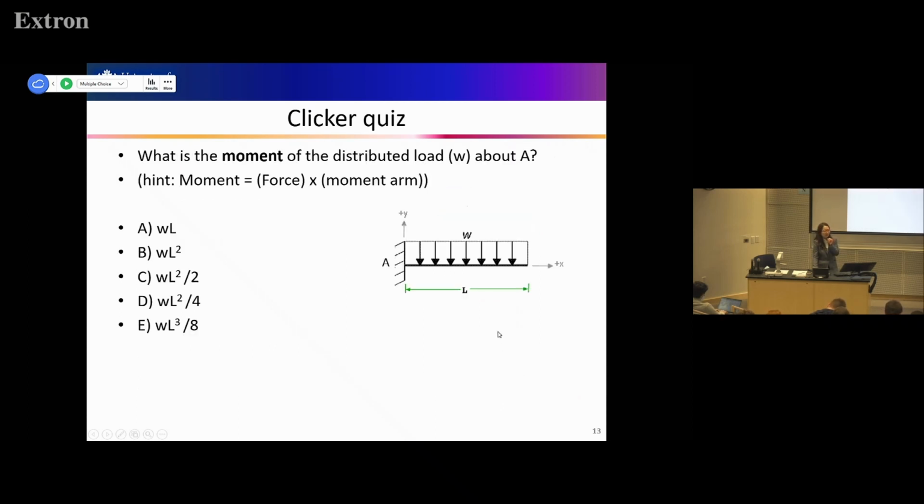Okay, then now I think it is the last clicker quiz. So now let's calculate the moment from this distributed load about this point A. So what is moment? Force times moment arm, right? And then to calculate the moment arm, the reference point is A here, right?